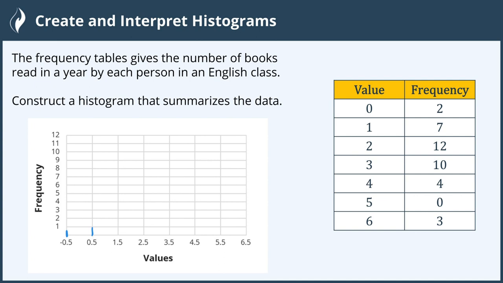Now let's go find our frequency. The frequency is on our vertical axis. So we will go up 2 on the frequency, and we've now completed our first bar.